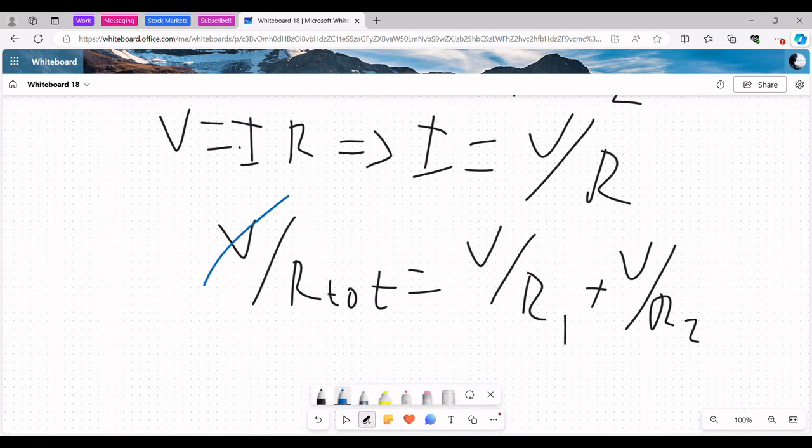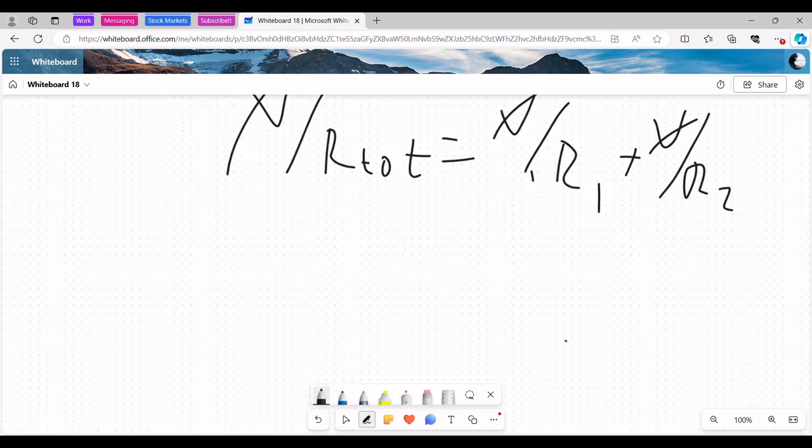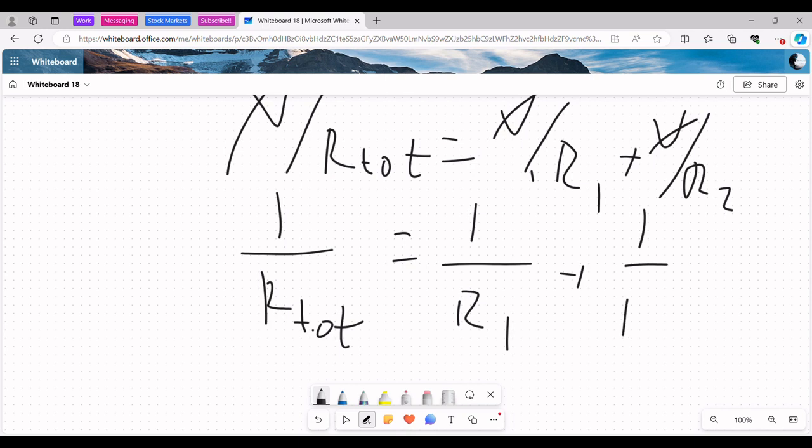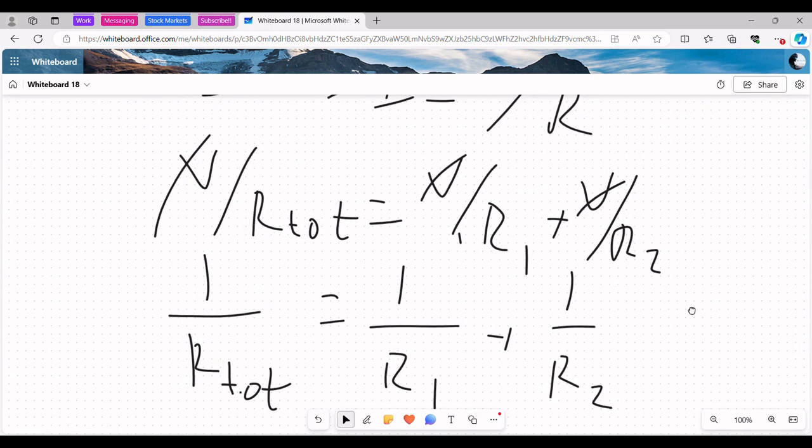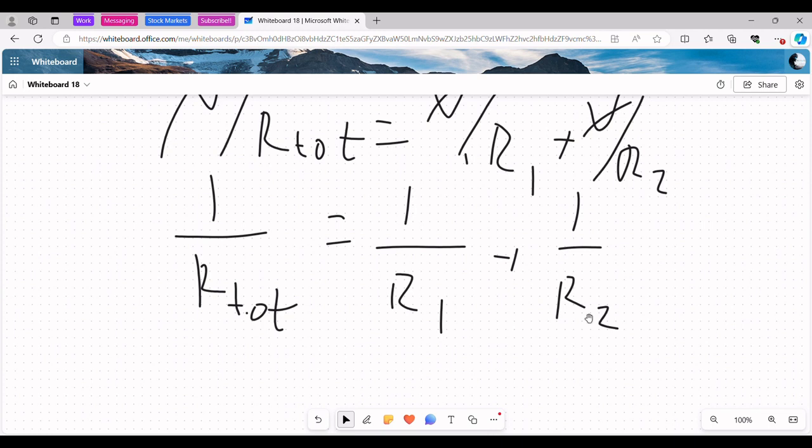So we can cancel out all the V's, and we get 1 over R total equals 1 over R1 plus 1 over R2. So when resistors are in parallel, the reciprocals of the resistors add up to the reciprocal of the total resistance.